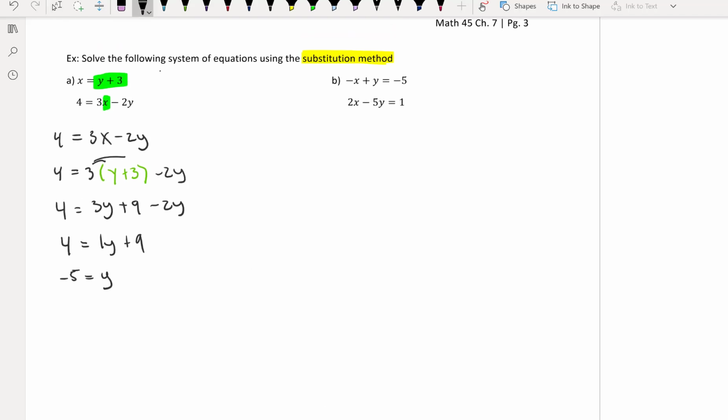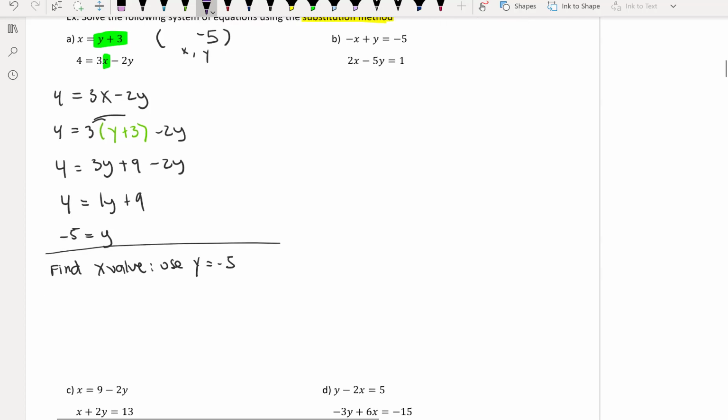So for my ordered pair, I need an x value and a y value. So the only thing I have right now is my y value. So now I need to plug this in to find the x value. So to find my x value, you plug it into whichever equation you want. So I don't know, maybe I'll just use the first one. So x is equal to y plus 3.